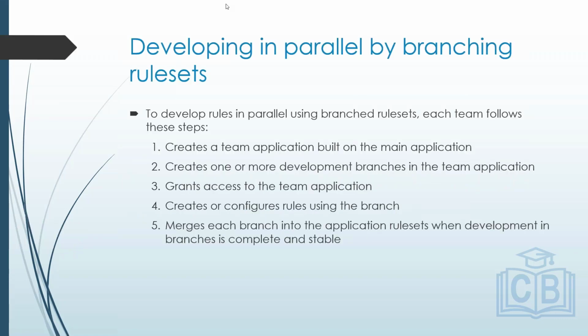So there are 5 steps involved. Step 1: create a team application built on the main application. Let's say your HR is the main application. Now create different team level applications. However many teams you have, that many team applications should be built. They should not be built randomly; they have to be built on the main application. You can consider the main application as a framework. The main application is going to be the built-on application.